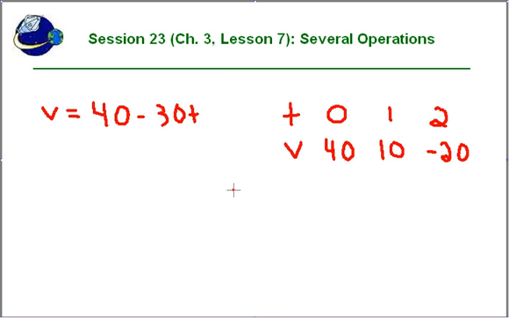In session 23 here, we're going to be looking at briefly several operations. All that's going on here is they're indicating to you that oftentimes there are mathematical algebraic problems that include several different operations within the same problem and including negative numbers. Remember, an operation, the four main ones being addition, subtraction, multiplication, and division.